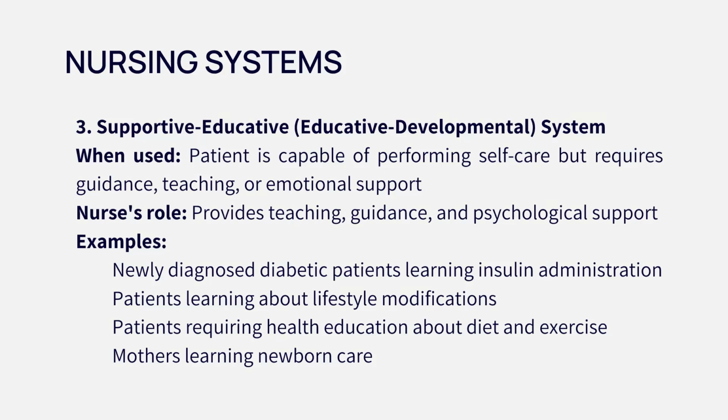An example of a patient who requires it is a newly diagnosed diabetic patient learning insulin administration, or a patient learning about lifestyle modification. An amputee patient especially needs to learn how to live with the amputated body part. A patient who has recently lost his eyesight needs to learn how he can utilize other senses, and how he can learn new things, such as sign language. Also, a patient requiring health education about diet and exercise.